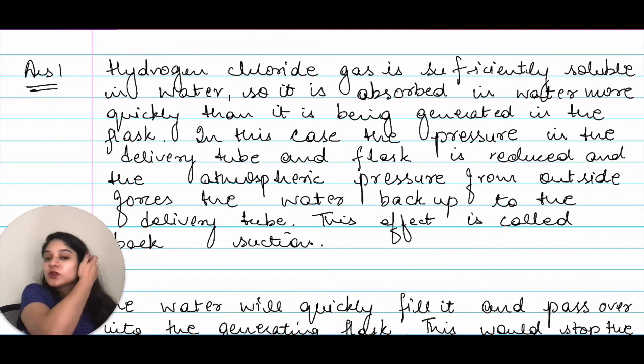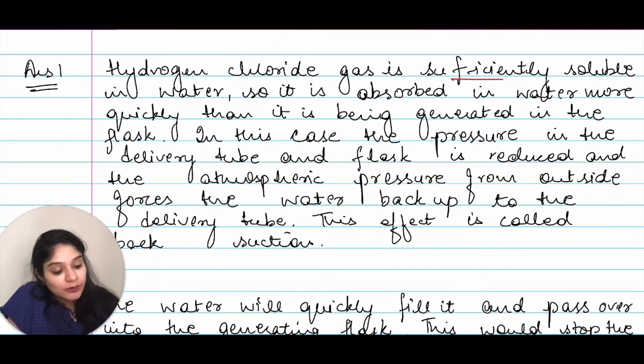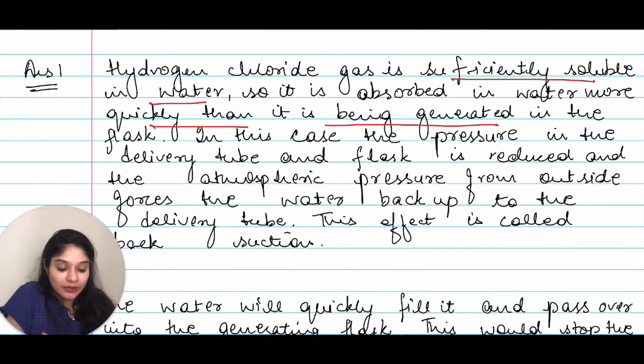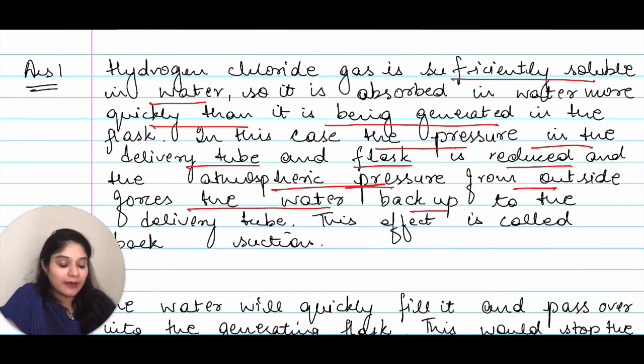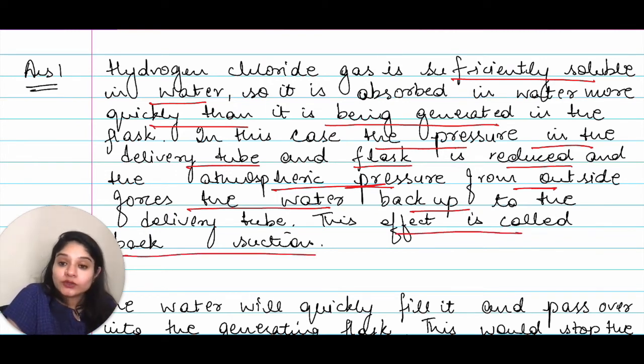Hydrogen chloride gas is sufficiently soluble in water, so it is absorbed in water more quickly than it is being generated in the flask. In this case, the pressure in the delivery tube and flask is reduced, and the atmospheric pressure from outside forces the water back up the delivery tube. This effect is called back suction. So to reduce this particular effect, that is the reason why we are using the funnel arrangement.